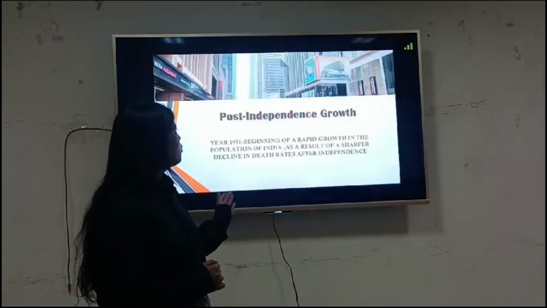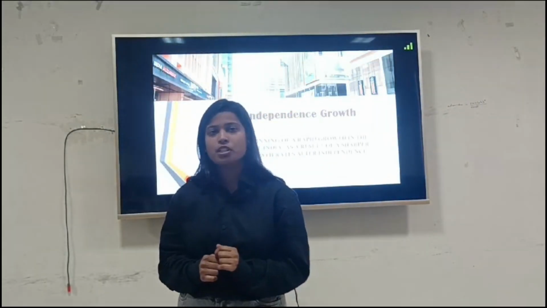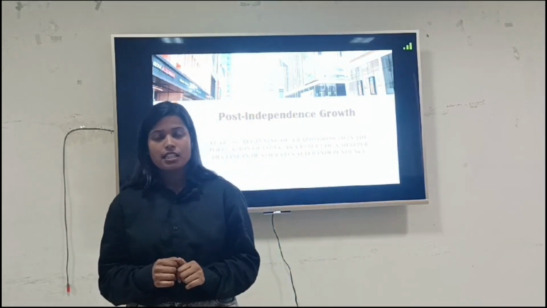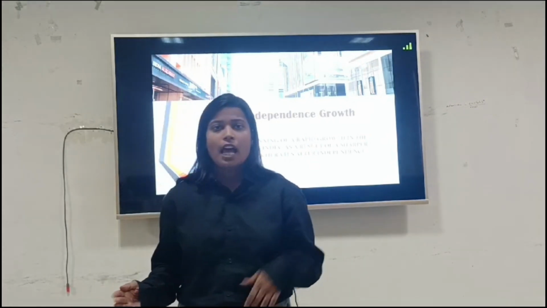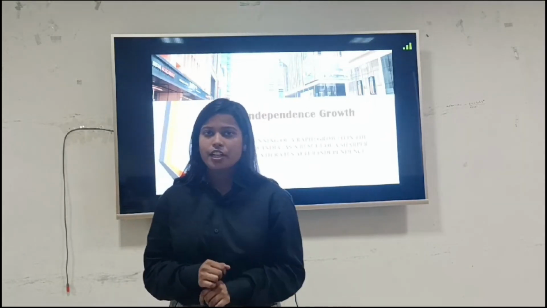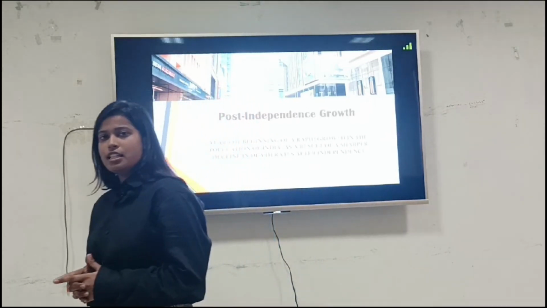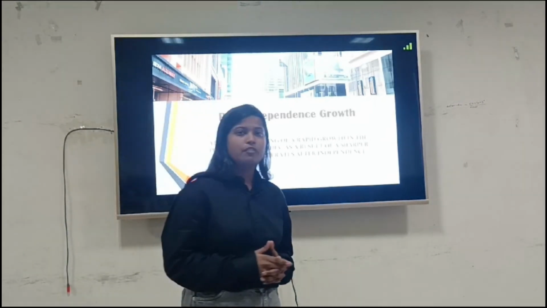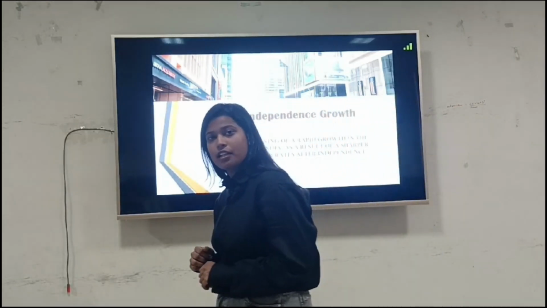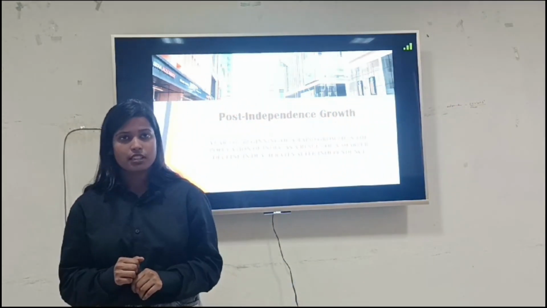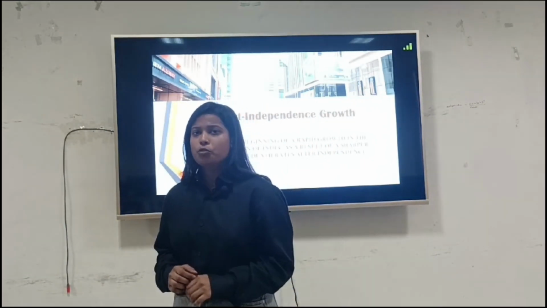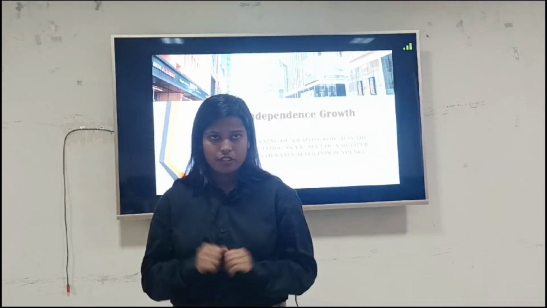Moving to the next slide, post-independence growth. Post-independence, India's population growth accelerated rapidly. Advances in medical sciences, improved sanitation, and better healthcare led to a significant decline in mortality rates. The Green Revolution of the 1960s and 70s boosted agricultural productivity, supporting the growing population. Imagine the vast agricultural fields and thriving rural communities. The population doubled from 361 million in 1951 to over 700 million by 1981.